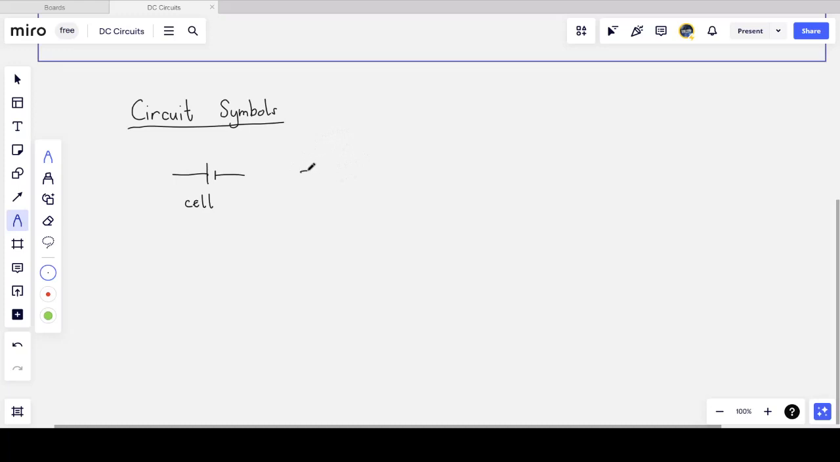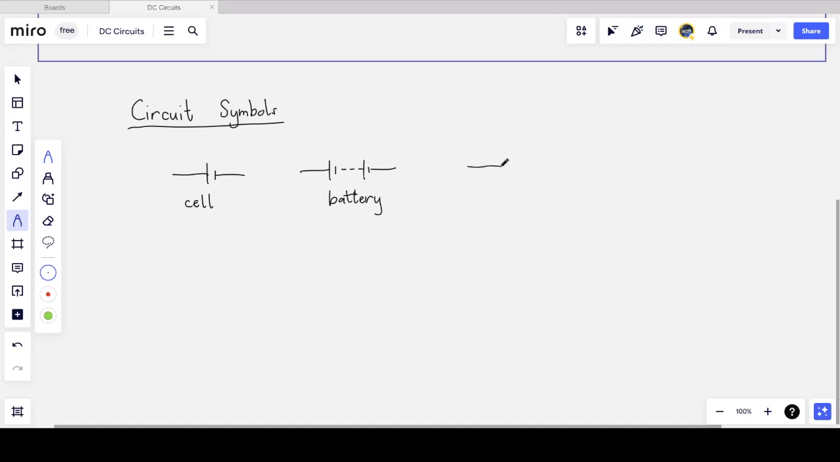If I connect many of these cells together in series, then what I have is what I call a battery. It might be confusing. You might think of a battery as just a single thing, but in circuitry we consider a battery to be a collection of multiple cells, and each is represented by these two parallel lines.